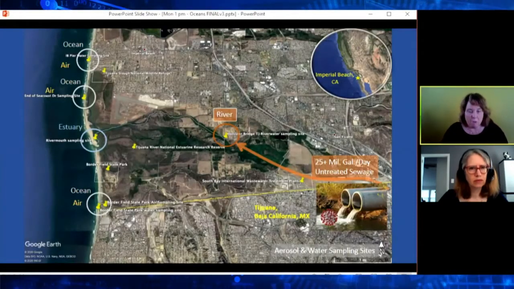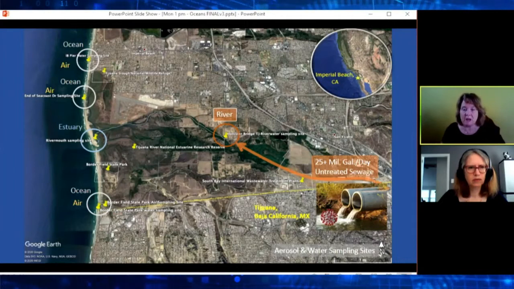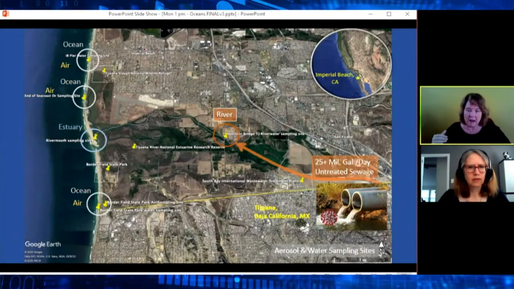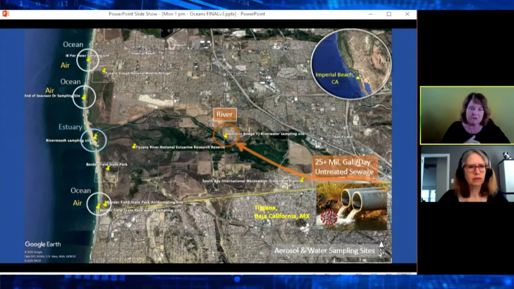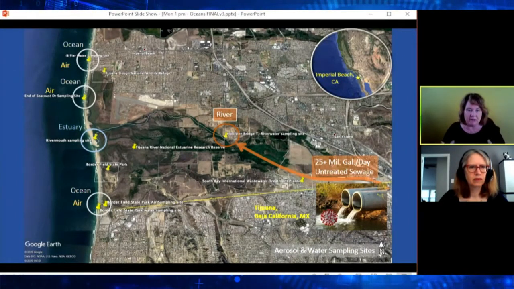It is well known that there are millions of gallons of sewage dumping into the ocean. It starts in a wastewater treatment plant shown over on the right, in the lower corner. This starts on the Tijuana side, and then it flows into a river, which flows into an estuary, which flows into the ocean. We have a sampling site set up along the coast for air. We also collect the water, we collect the estuary, and we collect the river.